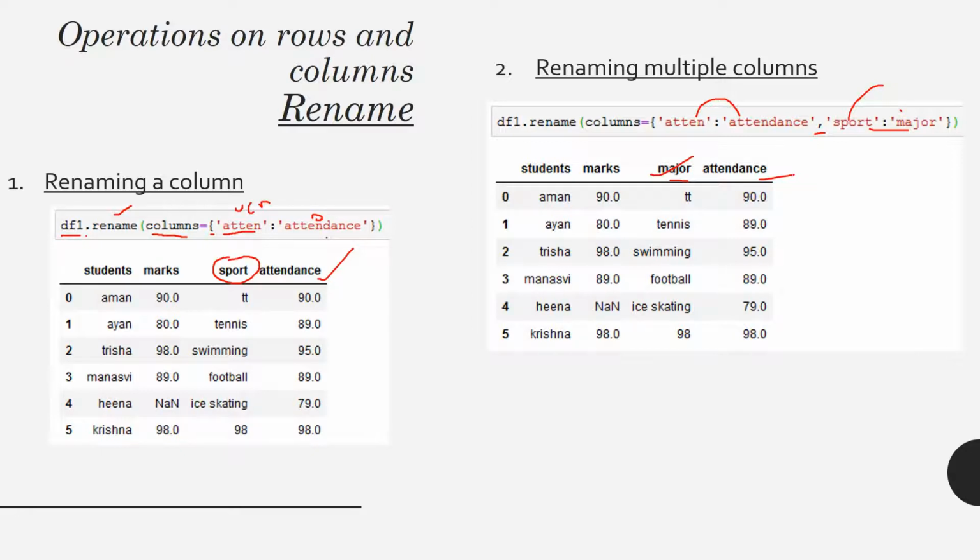There's one other method to change the complete column names for the data frame. We have to create a list over there, but it is not in our syllabus, so we are not studying it. Now our next function is deletion.